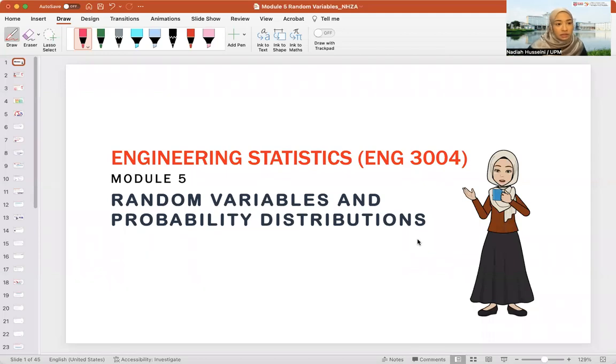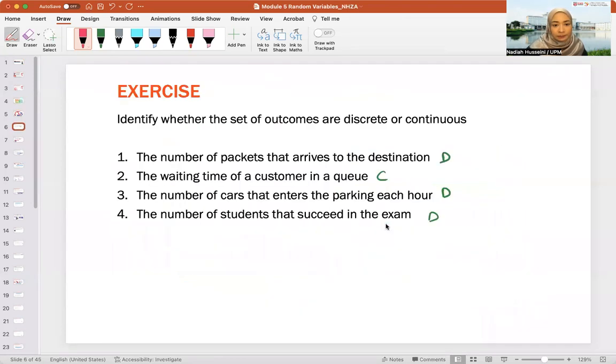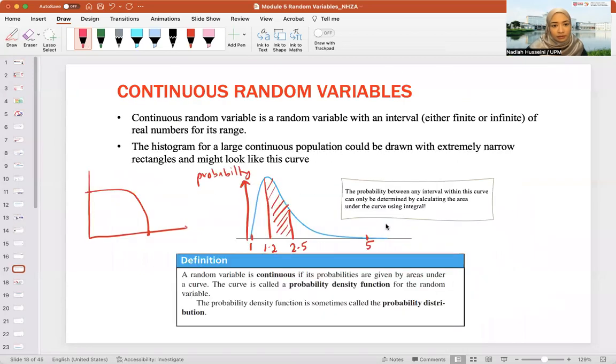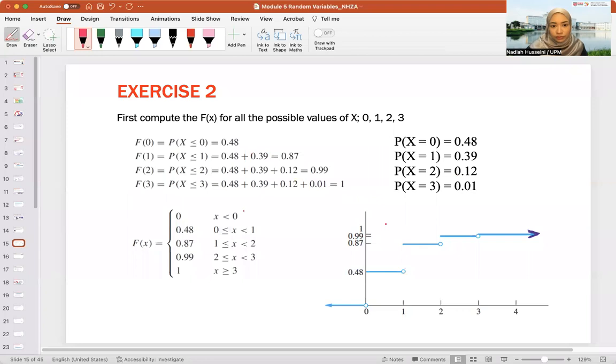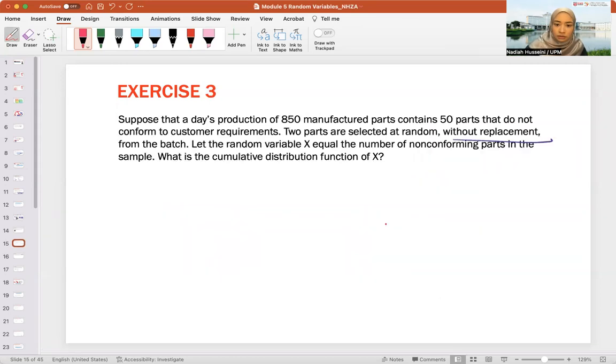We already covered some of this topic, and we discovered that we have two types of random variables, discrete and continuous. I'm not going to go over it again. We did some exercises up to this point. I'm going to go over this one a little bit more. Did we do this one? We did. Okay, let's do exercise number 3.